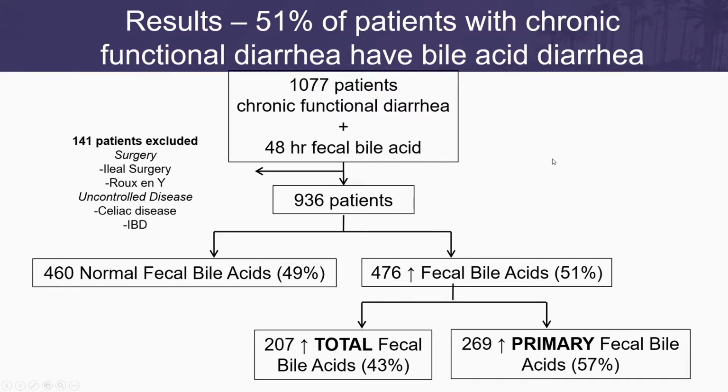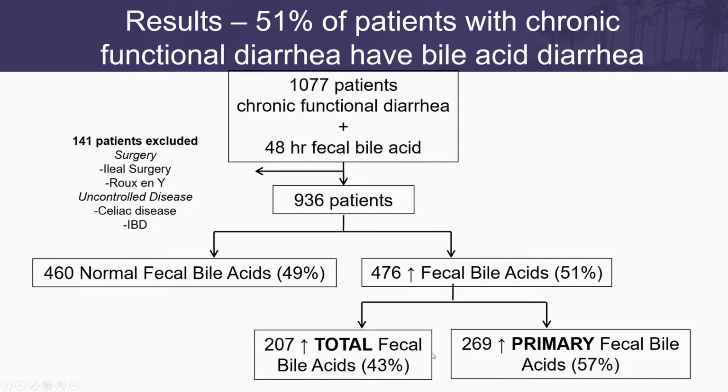So there were over 1,000 patients that presented. Okay, of course, this is Mayo Clinic Rochester, which would be a tertiary care referral center, with chronic functional diarrhea, who had the 48-hour fecal bile acid study. They excluded these patients that you can see here on the left, and they had 936 patients, and they measured bile acids. And they found that 51% had increased fecal bile acids.